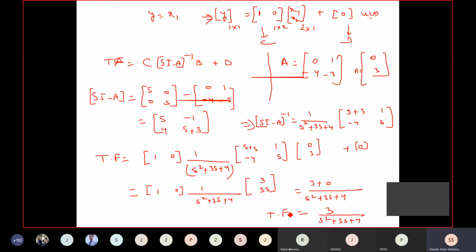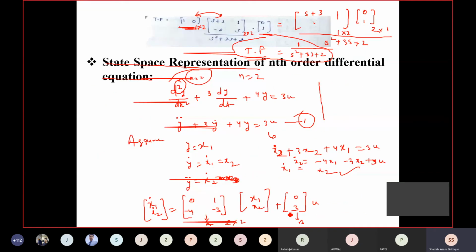Now try to validate whether this is the transfer function which is correct or not. I have found the transfer function, but is it correct or not? So let me check again. Go to the problem which is given here. And now what is the problem which is given here?